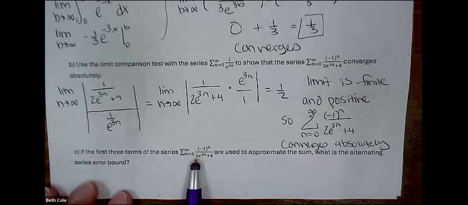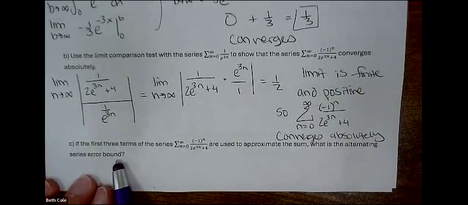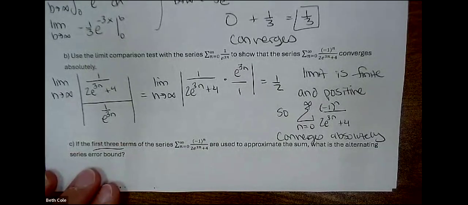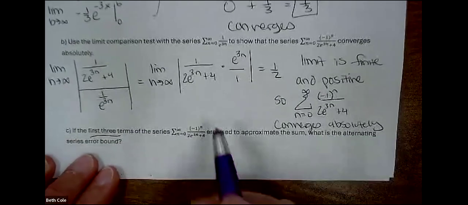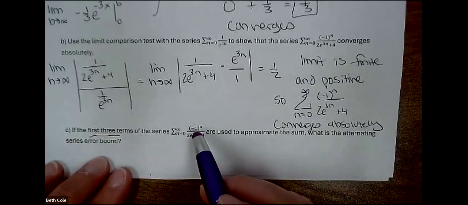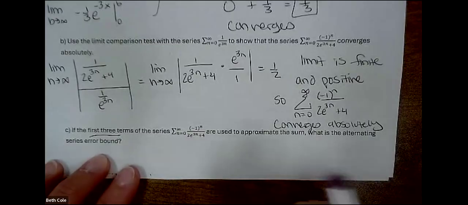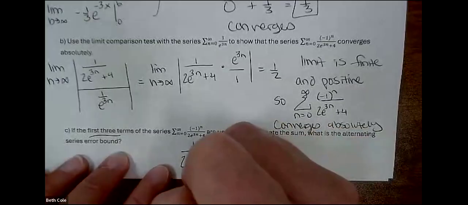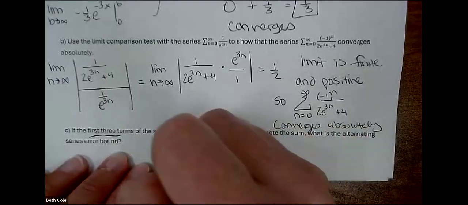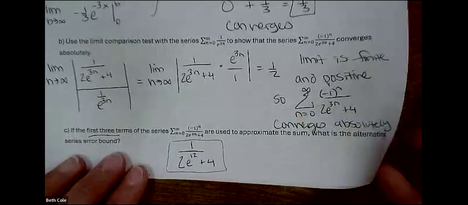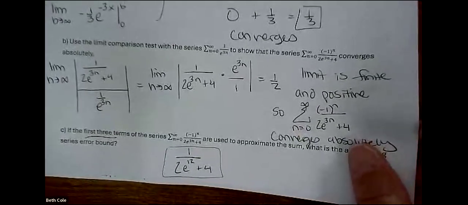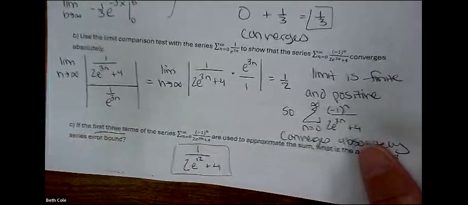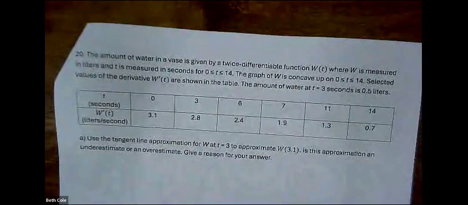All right, if the first 3 terms are used to approximate the sum, what is the alternating series bound? So if we do the first 3, it means that your error has to be less than whatever the 4th term is. So essentially all we have to do is plug in 4. So negative 1, well, you would absolute value it anyway, but that's going to be positive 1. And it would be 2e to the 12th, 3 times 4 is 12, plus 4, whatever that is. That is just worth 1 point on the test. Everybody should get it. If it says the first 5 terms, you would plug in 6. If it says the first 7 terms, you would plug in 8. Your error is less than or equal to the next term.